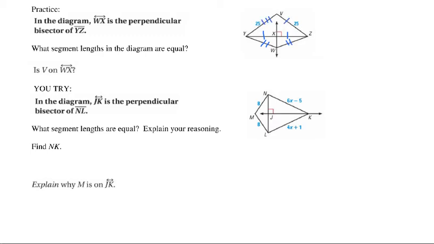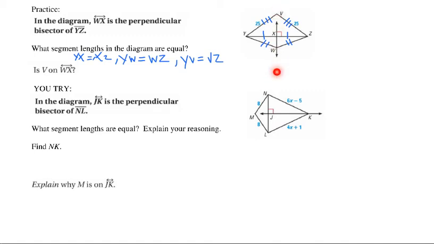That means that point V appears also on the perpendicular bisector. So this first question: which segment lengths in the diagram are equal? We have 3 different sets, and this is what it should be. You should have that YX is equal to XZ, then I put YW is equal to WZ, and then YV is equal to VZ at the very end. Since YV and VZ are equal lengths, we know that point V is on WX. So yes, V is on WX.